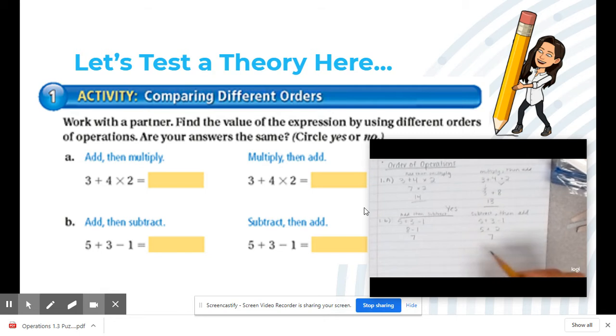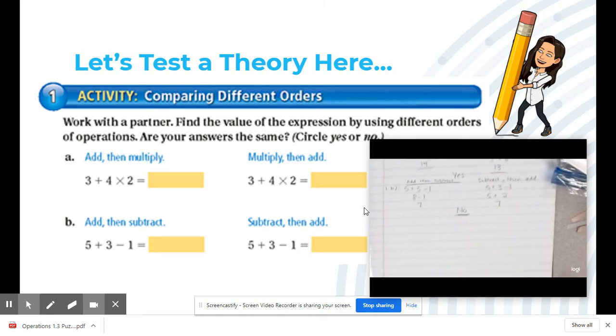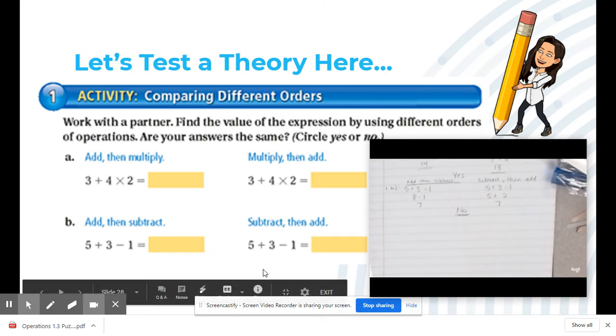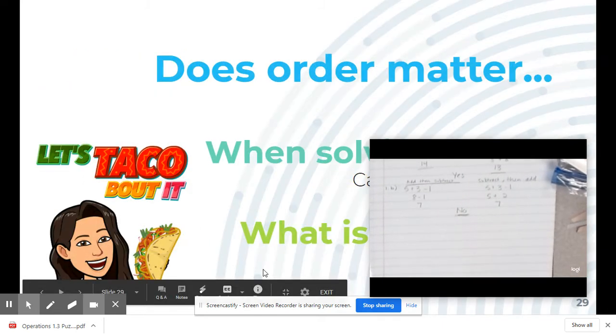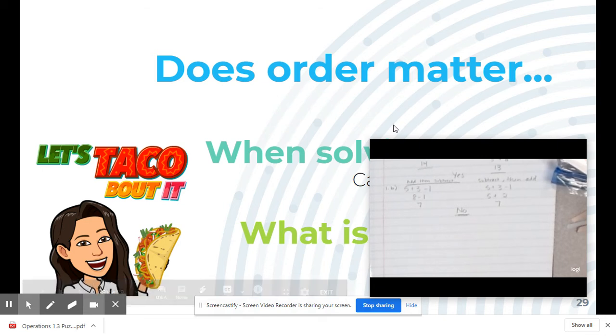Did the order matter in this case? No. When we're doing order of operations, adding and subtracting from left to right, no, it doesn't matter. But in order of operations, when we're doing multiplication and adding, anything with multiplication and division, then adding and subtracting, yes, it matters. So one thing you're going to want to write down in your notebooks is something that will be helpful for learning about order of operations.